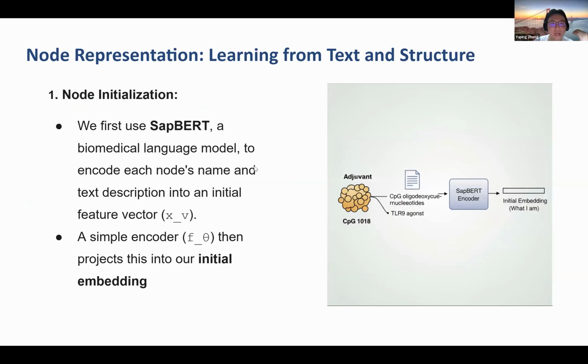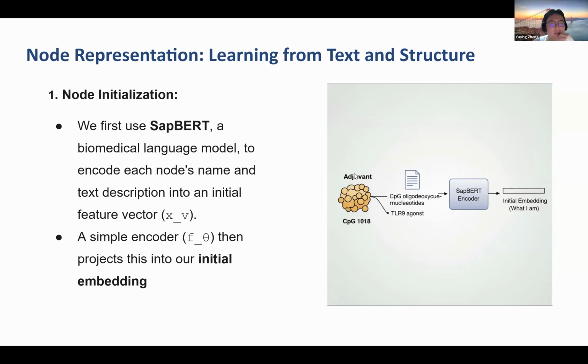Next is how we really learn from the text and the structure. First, we need to initialize the nodes, which are those entities. We use SafeBird, which is a biomedical language model, which can encode the node's name and text description into a feature vector. This can be read and learned by the model, and then we use a simple encoder to project this.